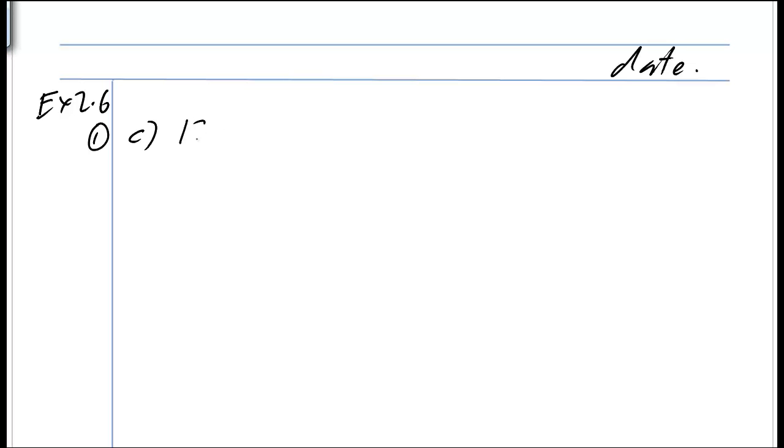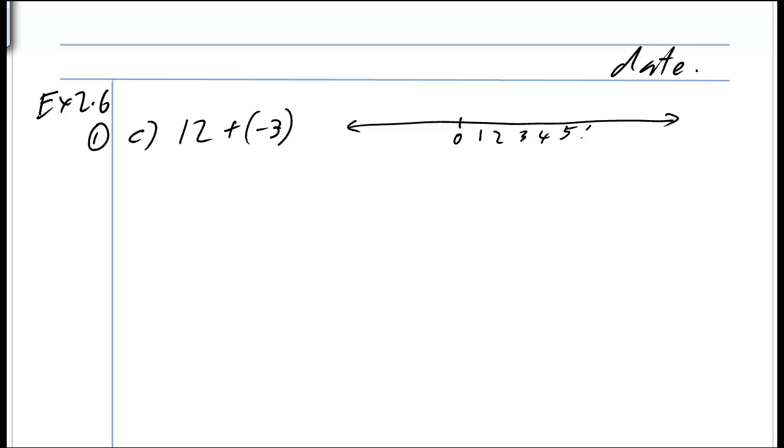You've got 12 plus negative 3. So you draw a number line. Okay, we're going to start off at 12. So obviously the number line is going to have to go up to 12. So let's go 0, 1, 2, 3, 4, 5, 6, 7, 8, 9, 10, 11. Whoops, I'm just running out of room. 12.